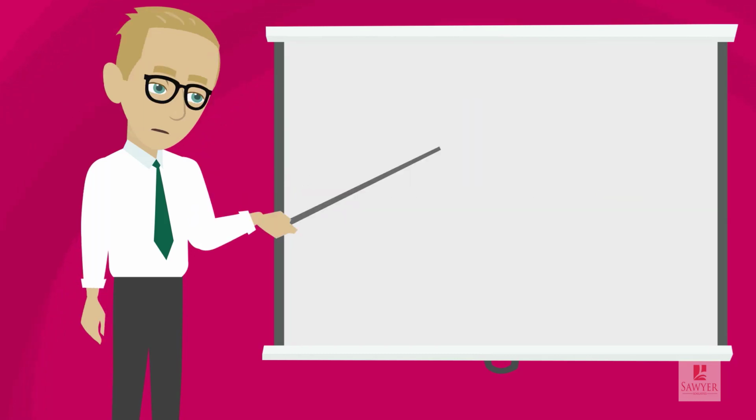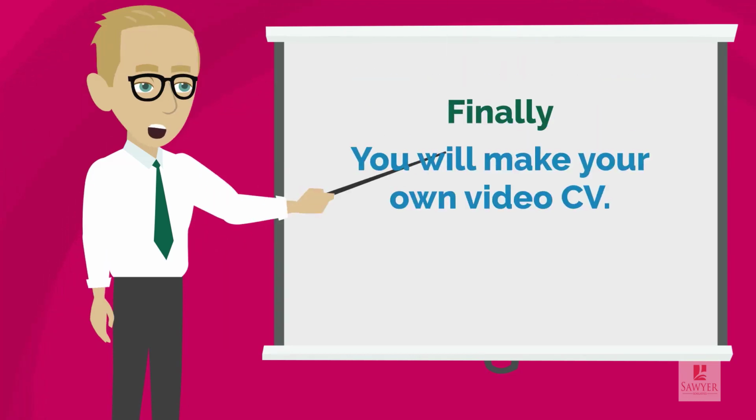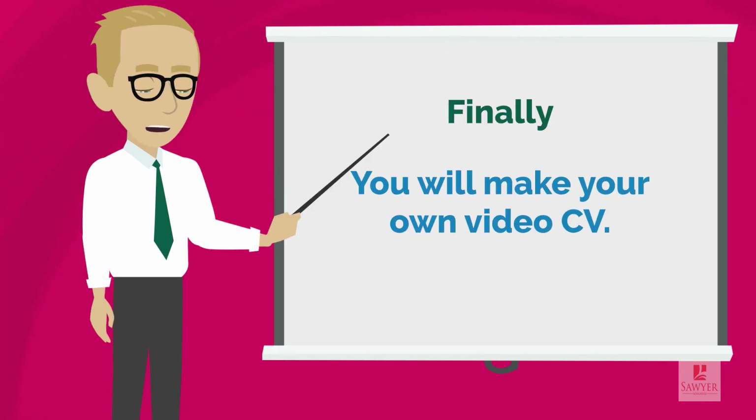In the third lesson, you will watch an example of a bad CV and determine some things that could be done differently to make it better. Then watch an example of a good video CV. You will finish the lesson and the module by making your own video CV.